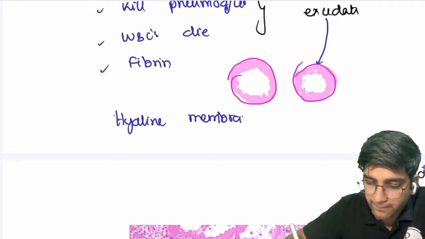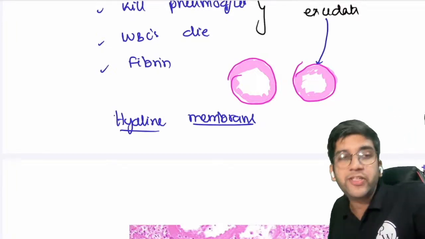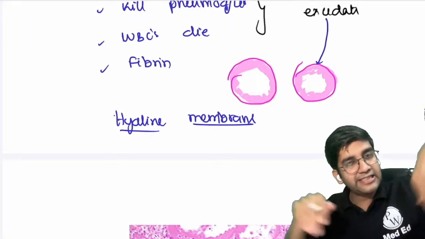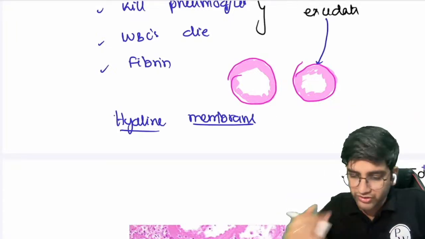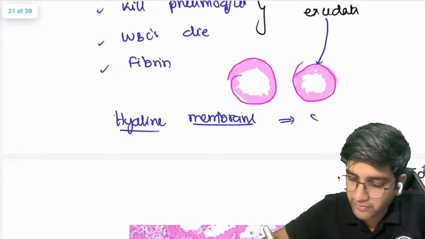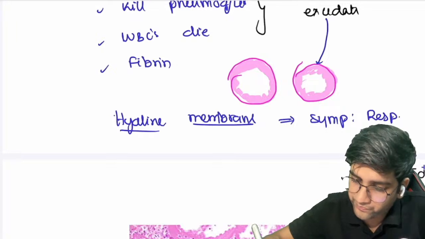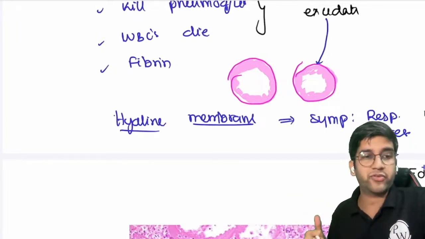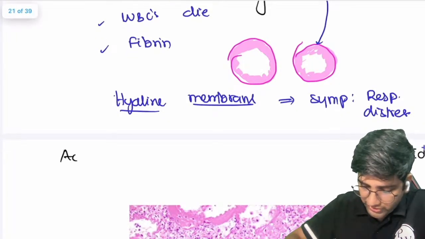Once my hyaline membrane is formed, do you think the alveoli can breathe properly? There's a mechanical barrier, right? You cannot breathe properly. Here, the patient will be symptomatic. The patient will have respiratory distress. Will for sure have respiratory distress. So this is the first stage of my ARDS. We call it the acute stage of ARDS.